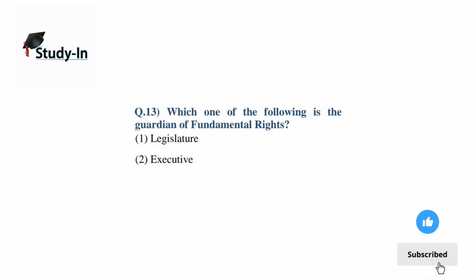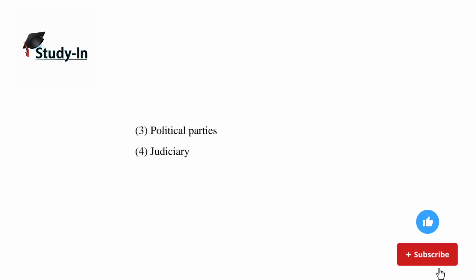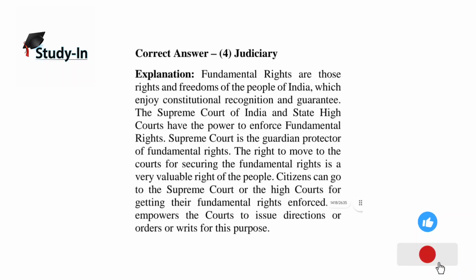Next, which one of the following is the guardian of fundamental rights? Options are legislature, executive, political parties, or judiciary. The correct answer is judiciary.